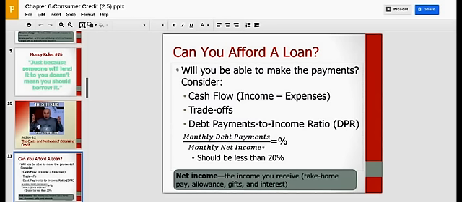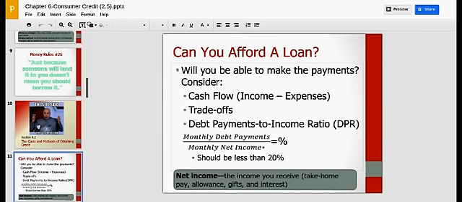You also want to consider trade-offs. Because you get a loan, whether it's a credit card, mortgage, or car loan, are you okay with cutting back on some fun activities like going to the mall, shopping, going to the movies, etc.? Are you okay with saving less because you've got to make your payments? So, trade-offs that you have to consider.